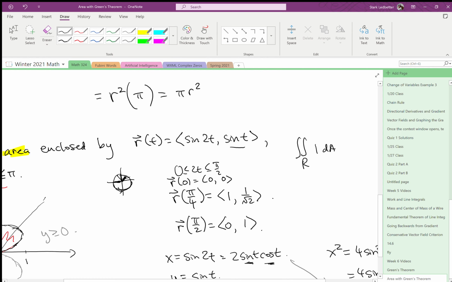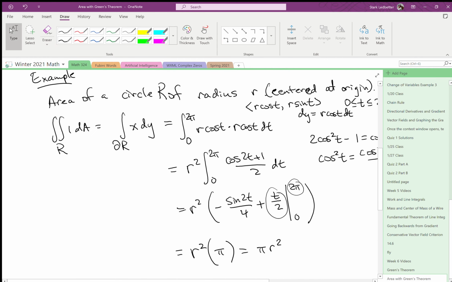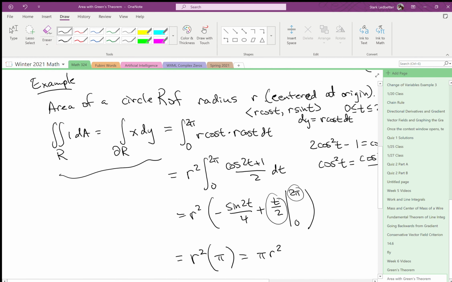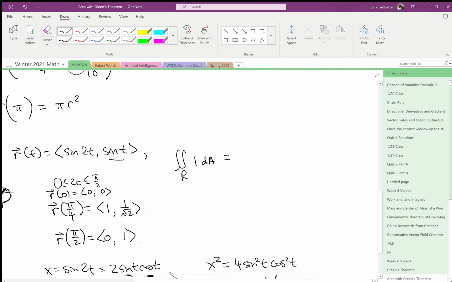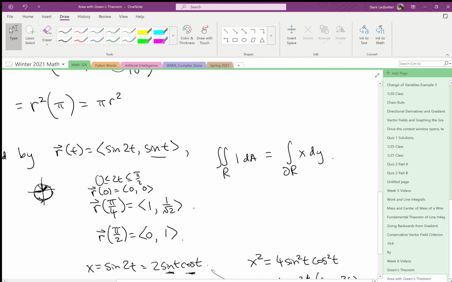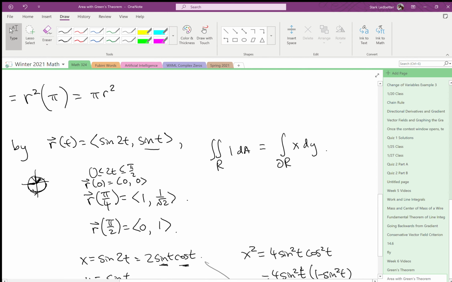So I'm going to use my Green's theorem trick. I'll just keep using my favorite one until it stops working. So this is x dy. Oh, this is great, because now I know what x is in terms of t. I know what y is in terms of t. I know what dy is. dy is cosine t dt. This is so much better.